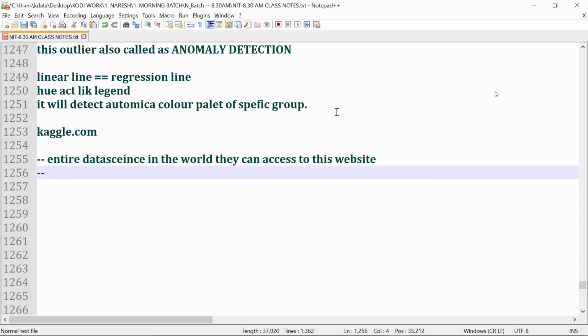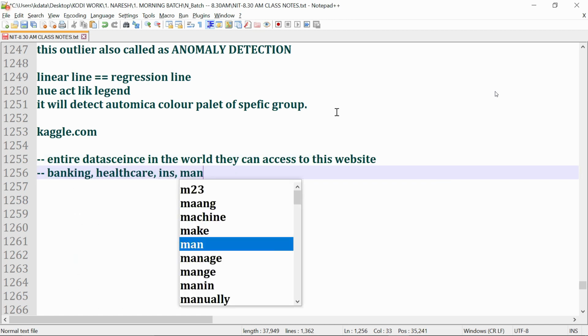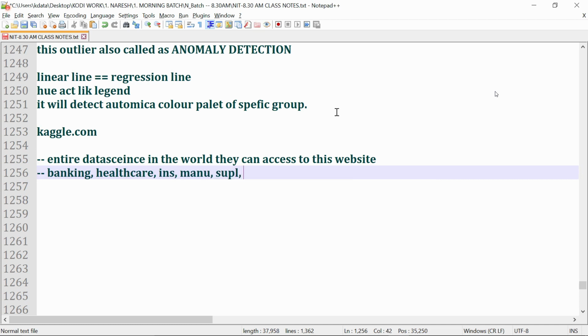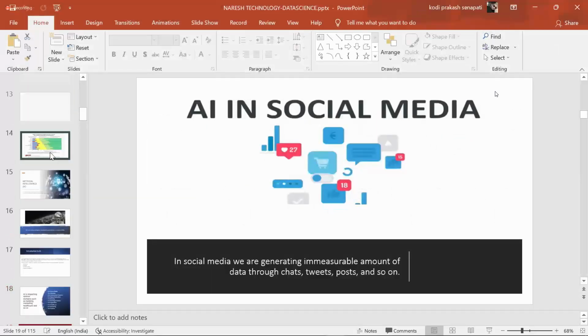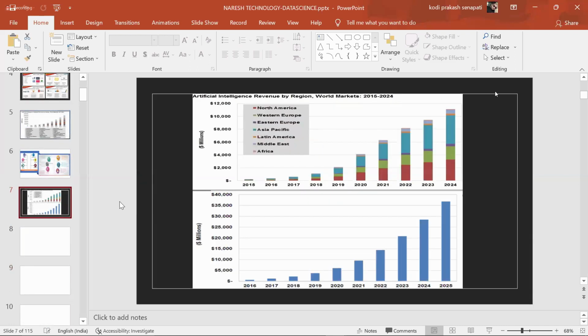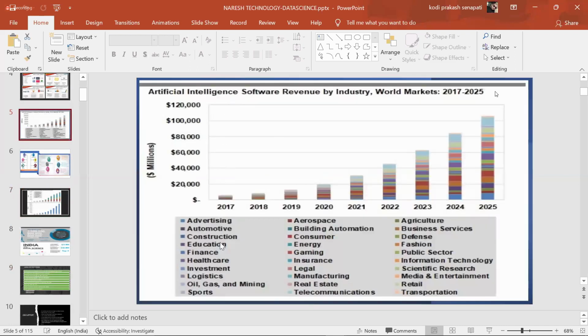So, how many domains do you think you have? We have multiple domains like banking, healthcare, insurance, manufacturing, supply chain, constructions, etc. Am I correct or not? Now, sir, I need more domain details. Just go back, I wanted to present one of these things, and I hope you understand how many domains we have. Now, have a look at this, guys. Do you think advertising, automotive, constructions, all domain data is available on Kaggle.com? Do you understand?